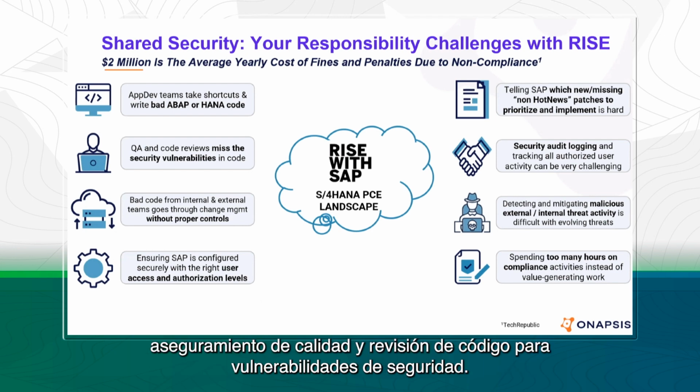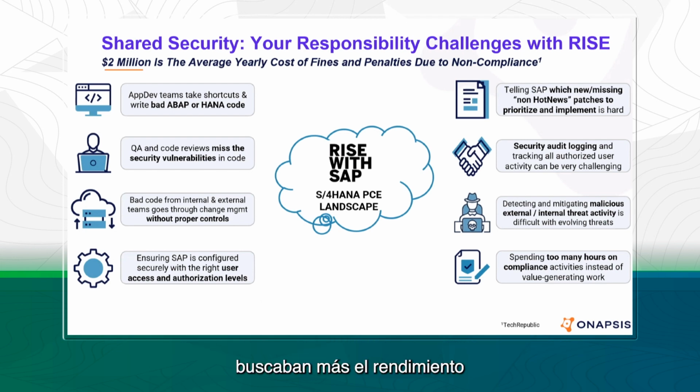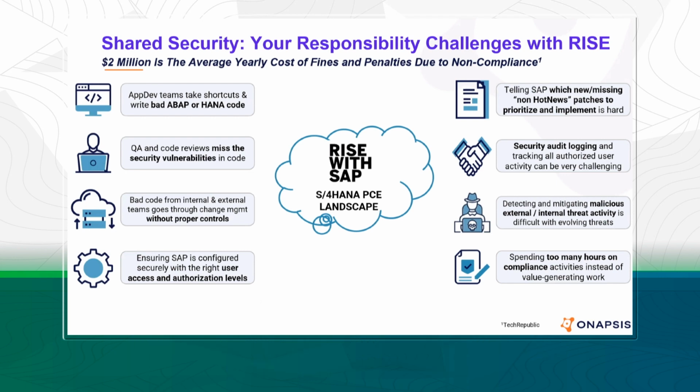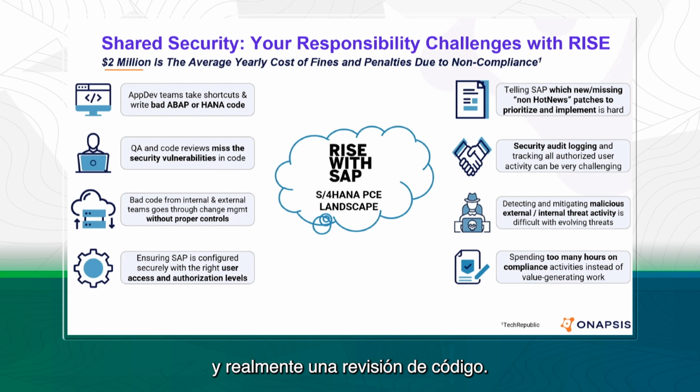Quality assurance and code review miss security vulnerabilities. Again, the code reviews and quality assurance were looking more for performance. That was one thing. And then the functionality of the code that has been delivered to us, if it was doing what it should be doing. So it was more a business review than a security and really code review.